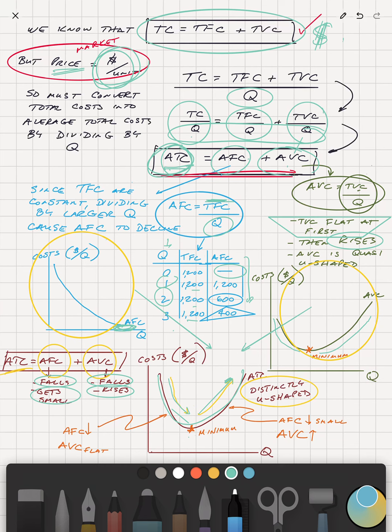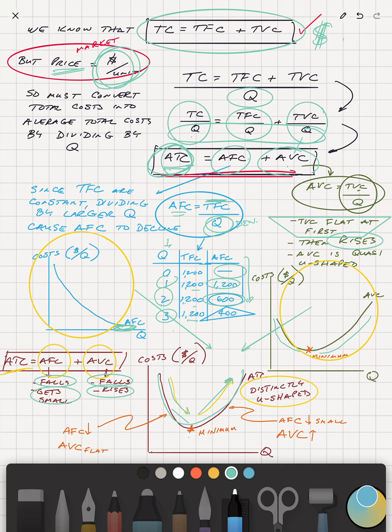Okay, in the blue here, think about this. Your total fixed costs are constant. Therefore, as you add more units of output, your average must fall. This is in the denominator on the right hand side of the equation. So go back to the example. Our total fixed costs are $1,200. If I produce one unit, my average fixed costs are equal to $1,200. If I produce two units, 1,200 divided by 2 gives you 600 in average fixed costs.